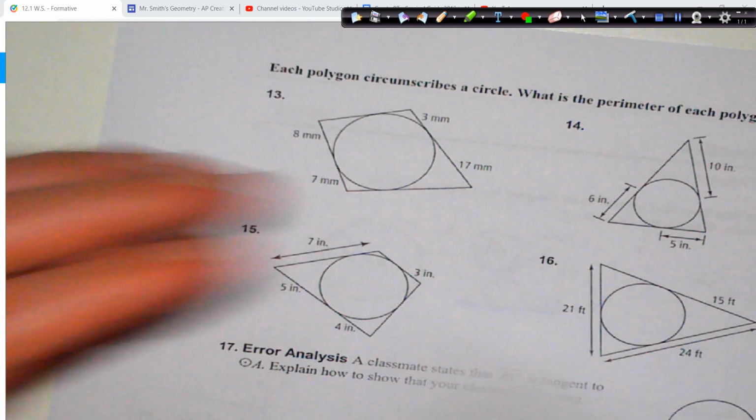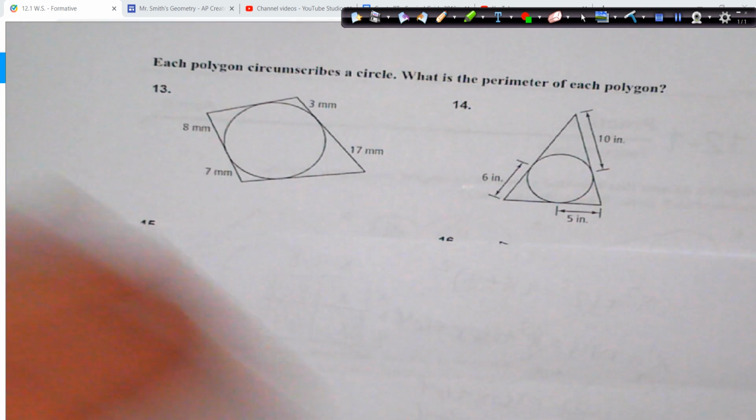Alright, were there problems on the back? Of course there's problems on the back, Mr. Smith.